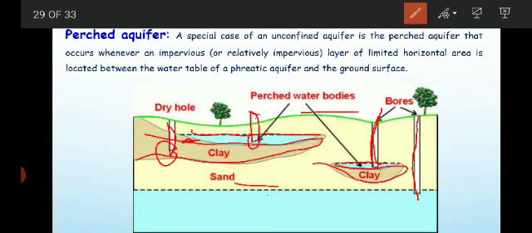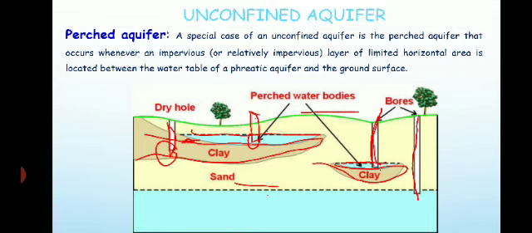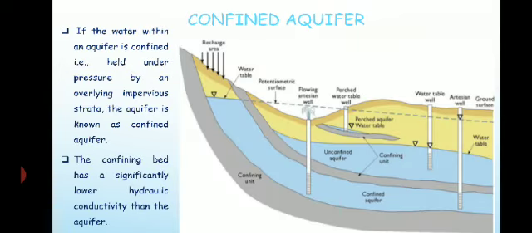So this is the type of unconfined aquifer, that is the perched aquifer. Whenever there is a small or limited horizontal area of impervious material and water is present in it, then it is called the perched aquifer. Next, we'll move on to the second type of aquifer, that is the confined aquifer.